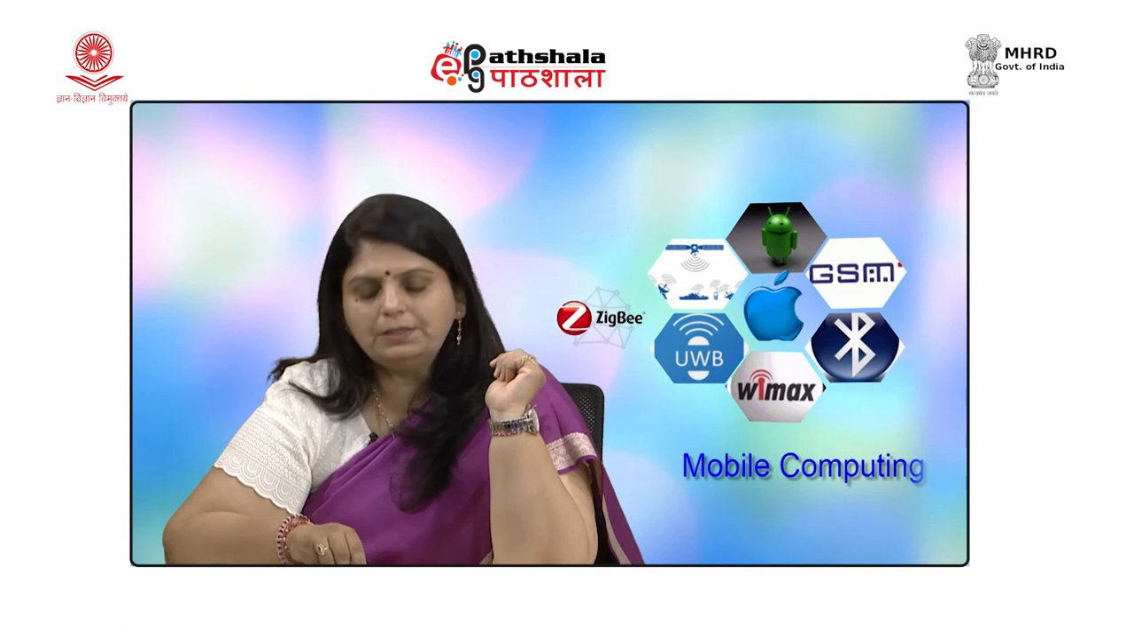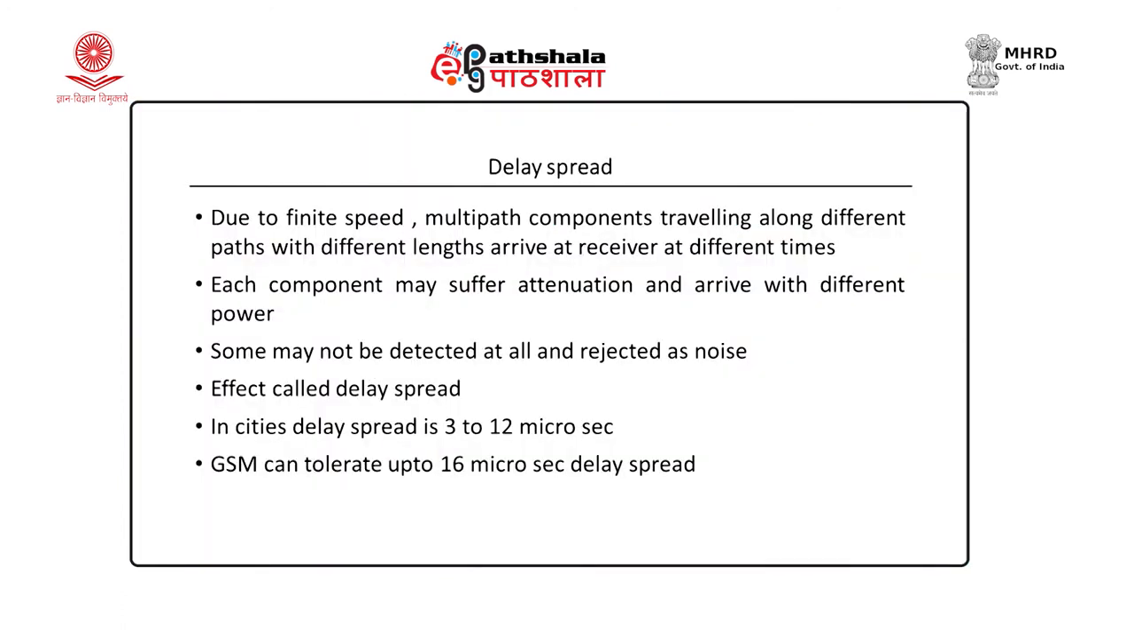Let us see what is delay spread. Due to finite speed, multipath components traveling along different paths with different lengths arrive at the receiver at different times. At the same time, each component may also suffer attenuation. Some may not be detected at all and rejected as noise. This effect is known as delay spread. This effect is more observed in cities. Like in cities, the delay spread is about 1 to 2 microseconds, and the technologies have adapted different mechanisms to handle the delay spread. So, GSM can tolerate up to 16 microseconds delay spread.